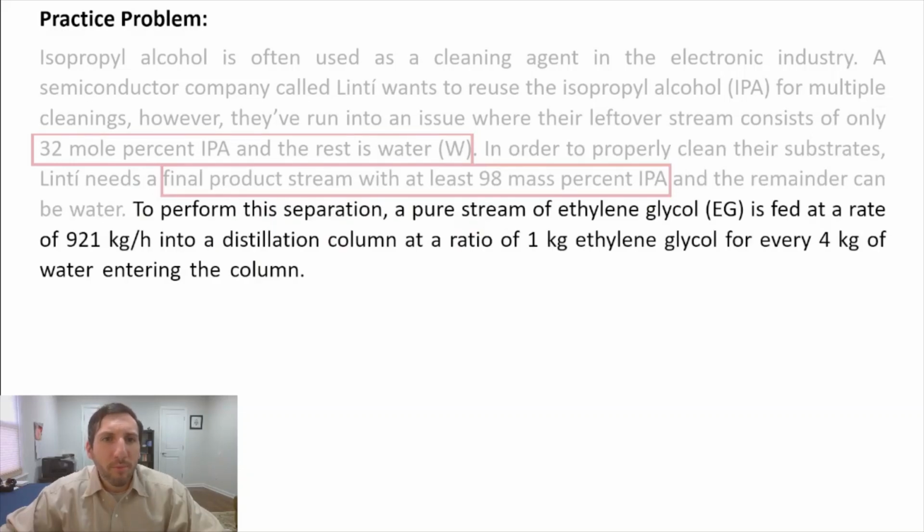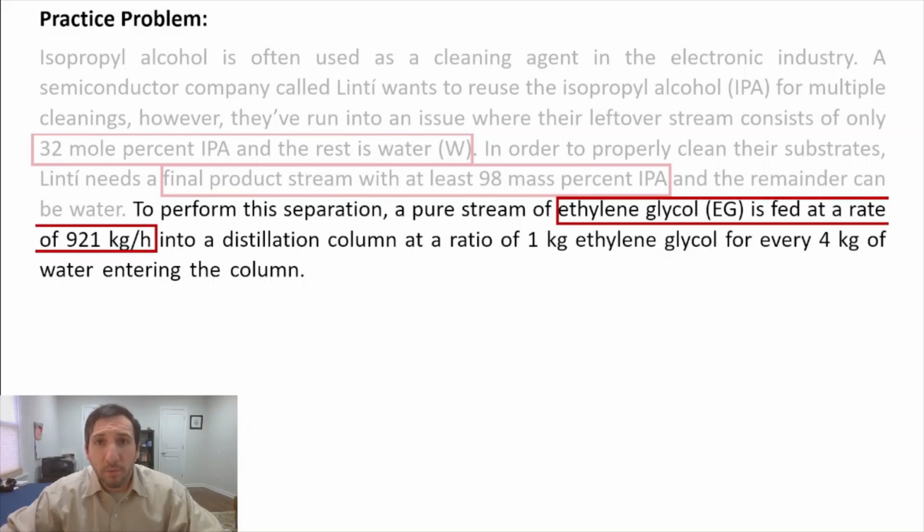To perform the separation, a pure stream of ethylene glycol is fed at a rate of 921 kilograms per hour into a distillation column at a ratio of 1 kilogram ethylene glycol for every 4 kilograms of water entering the column. All right, so again, if we're just looking for numbers, we immediately see that we've got ethylene glycol being fed in at a rate of 921 kilograms per hour. We also have a little bit more information about the stream. It doesn't do a whole bunch for us, but it's still good to know. We also know that that ethylene glycol is a pure stream.